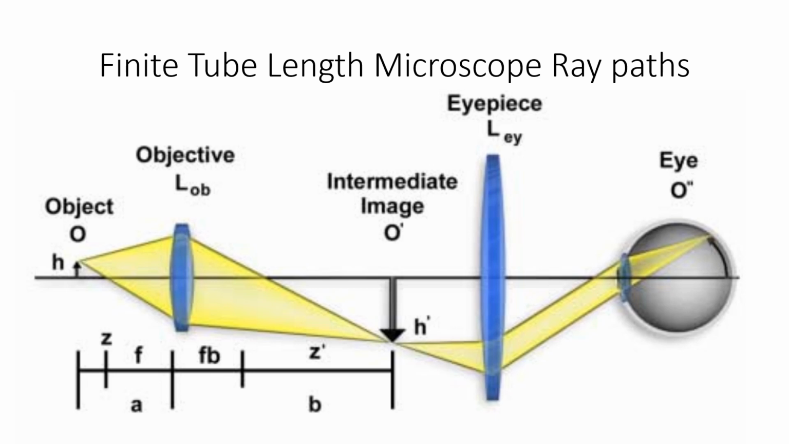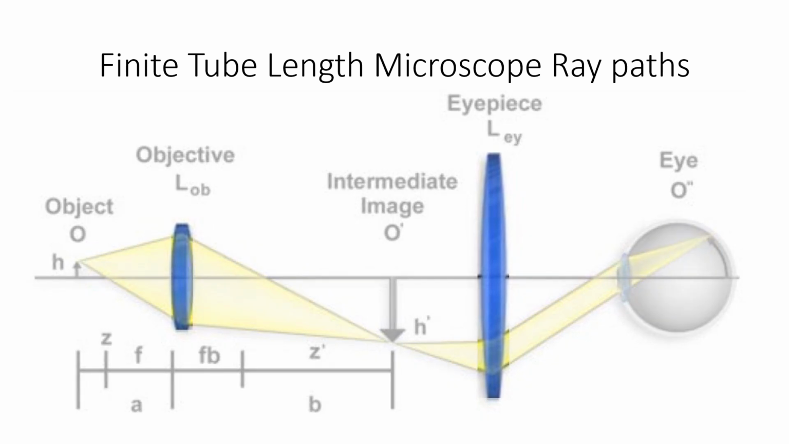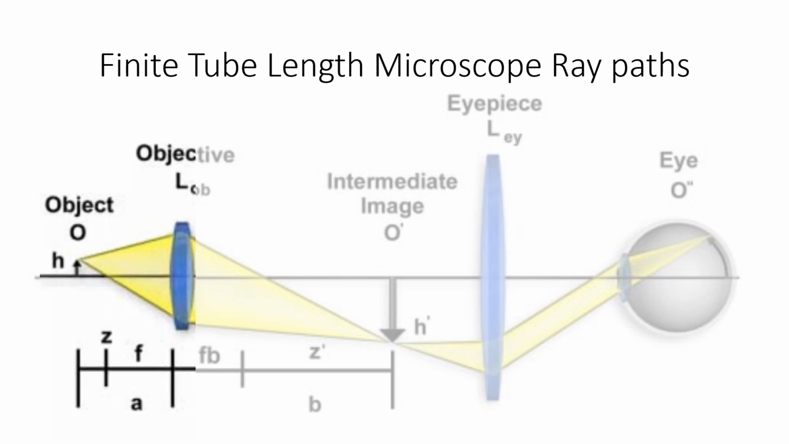Now coming to how we see the magnified image, what is happening, how do we see a magnified image, is explained using these ray paths. We have these two lenses, the objective lens and the eyepiece, and the final image is what we see through the eyepiece. There is an interplay between these two lenses, and that gives our image. So let's see.